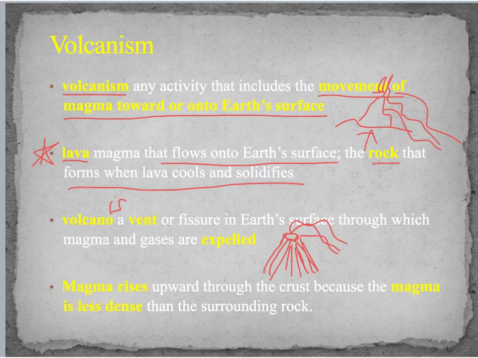Magma rises upward through the crust because magma is less dense than the surrounding rock. We talked about that in the previous slide, right? When you heat something up, it becomes less dense, and it wants to escape. It wants to get up and go toward that vent and escape. It's just like any other fluids. Fluids want to move to areas of low pressure. Magma is the same.